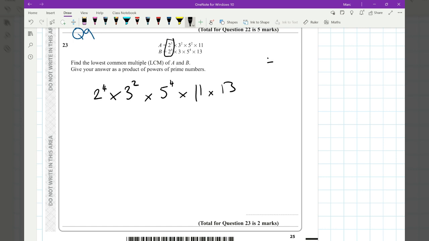Just for your information, if we were asked to find the highest common factor, we would take 2 cubed because it's in both the numbers. We would take 3 because that's in both the numbers. So we just take the lowest power for each of those, and then we couldn't include 11 or 13 because they don't have pairs. Okay, team?